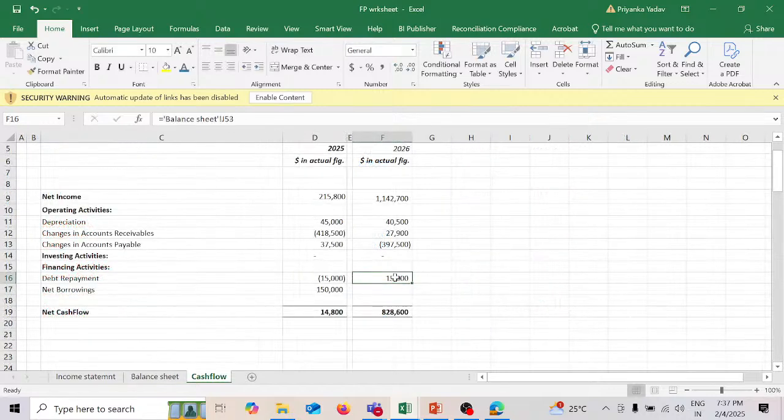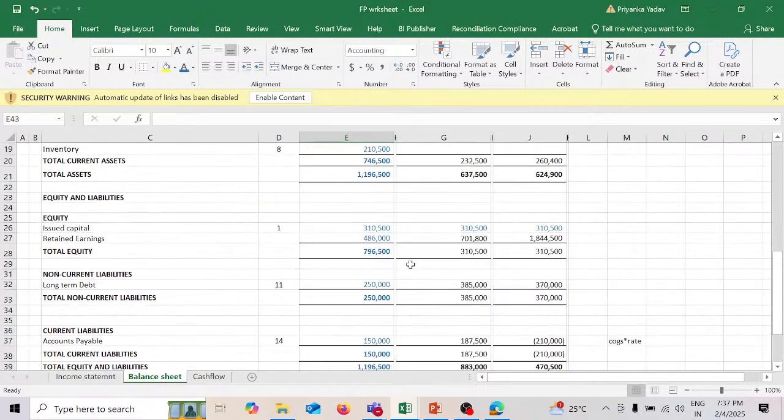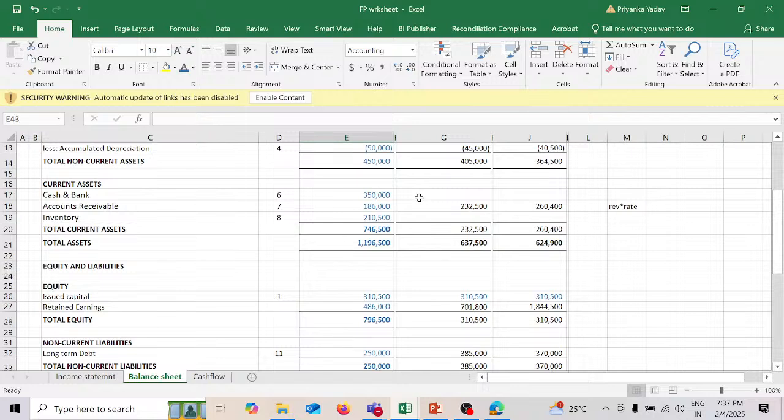We'll pick up the debt repayment from the assumptions that we have created, and here we do not have any net borrowing for this year. So this way I've summed up the whole thing. Net income plus operating activities plus investing and plus financing activities will finally give us the net cash flow. Now we have got the cash figures. I will input this into the balance sheet, just linking the figures from the cash flow statement.